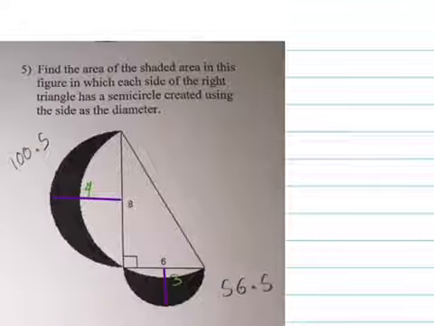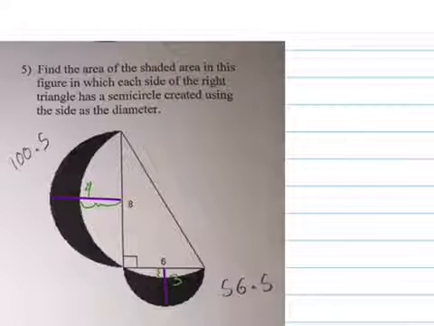Let's find out. What we want to find is, if possible, what this distance is right here, and what this distance is right there. So how can we do that?